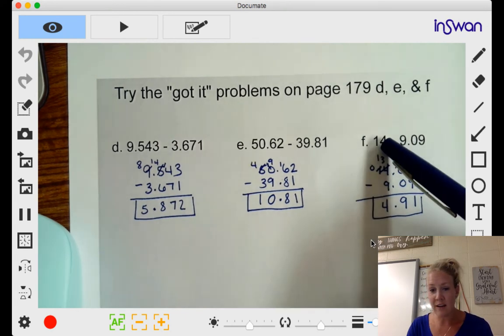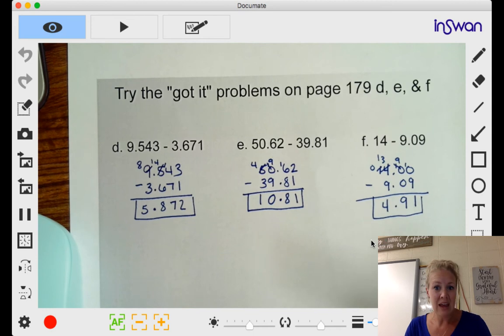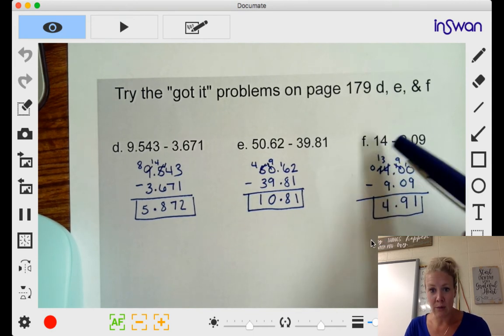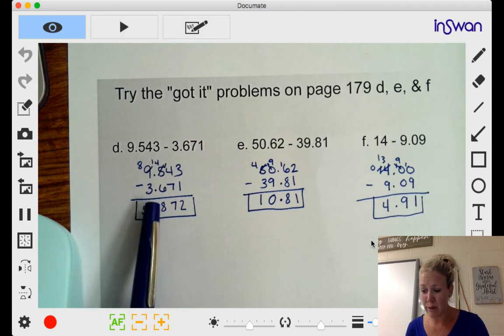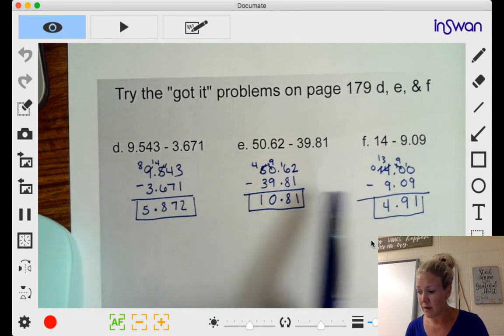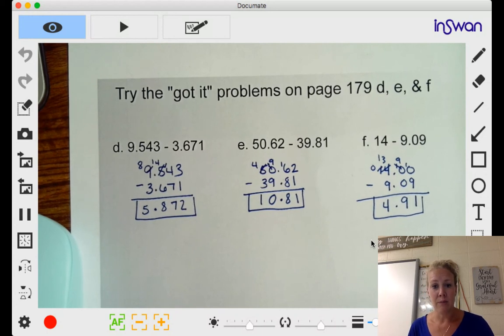Don't forget to add a decimal if there isn't one. You're not changing a number by putting zeros after it. You could put as many zeros as you needed. You're not changing the value if you're just adding zeros behind it. So make sure you always line up your decimals. Notice that all my problems, I have them lined up, lined up, lined up. So those are big things to think about when you're dealing with either adding or subtracting decimals. Get a decimal on there, line the decimals up.